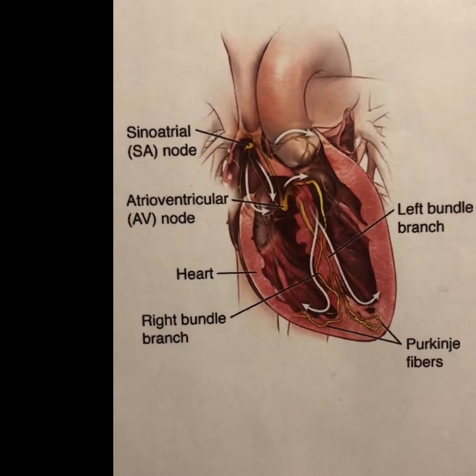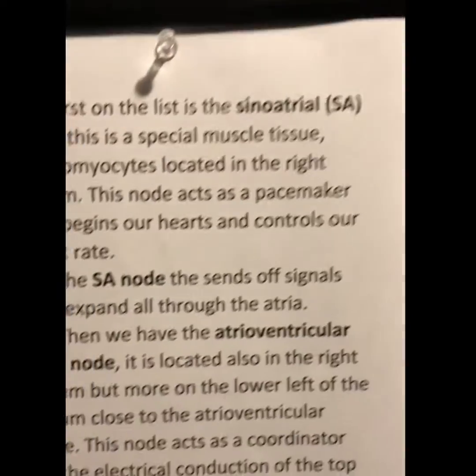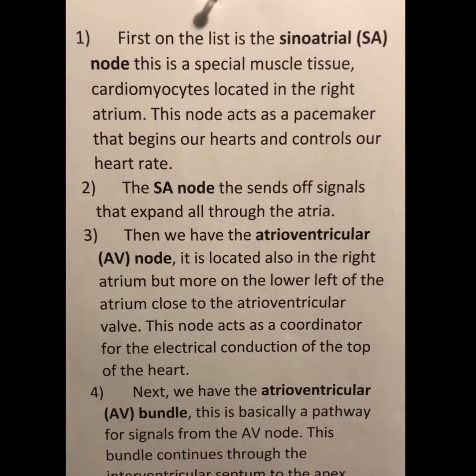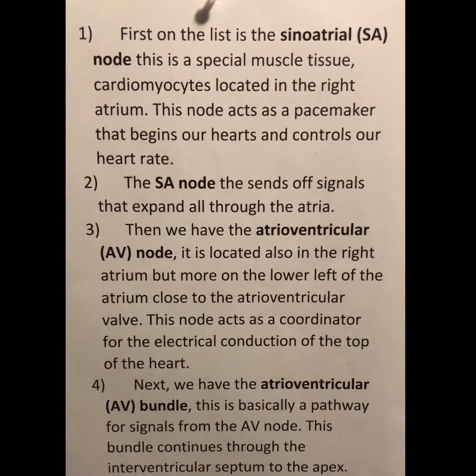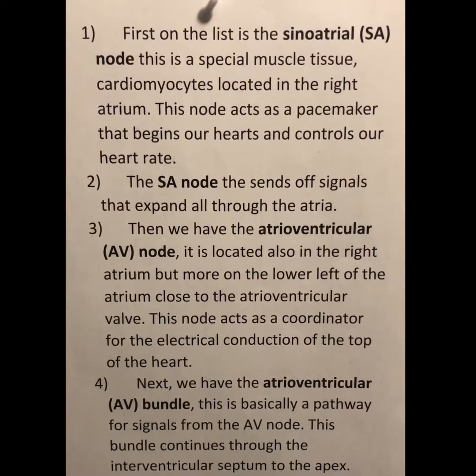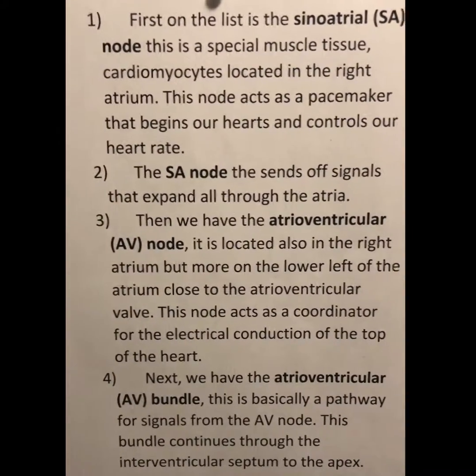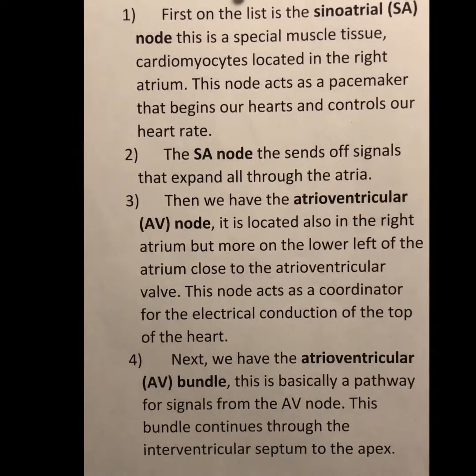Okay, so the conduction system is coordinated into 5 segments. First on the list is the sinoatrial node. This is a special muscle tissue of cardiomyocytes located in the right atrium. This node acts as a pacemaker that begins our heartbeat and controls our heart rate. The sinoatrial node sends off signals that expand all throughout the atrium.